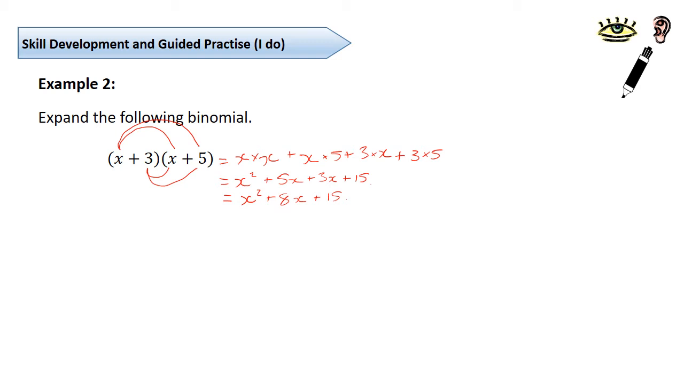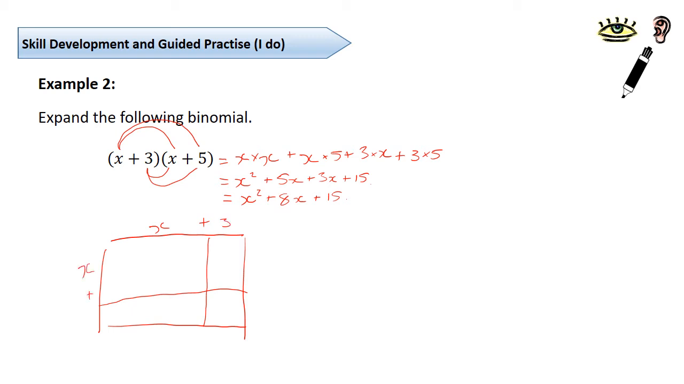Let's draw a better box than that. Cool. Now, let's have a look. So we have x plus 3, x plus 5. So this is like our example at the start of our lesson. And what we're going to do is calculate the area of each square.